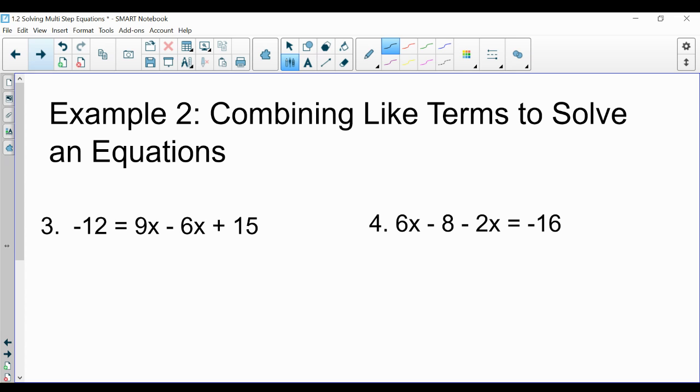So our first example here, number 3. What I'm looking at, so I always stop and I look at what I'm about to do, and I always ask myself, what do I know? What do I need to do? So I need to simplify the expression first, so I'm going to simplify this side here. And so I see that these two right here are like terms. They both have an x.